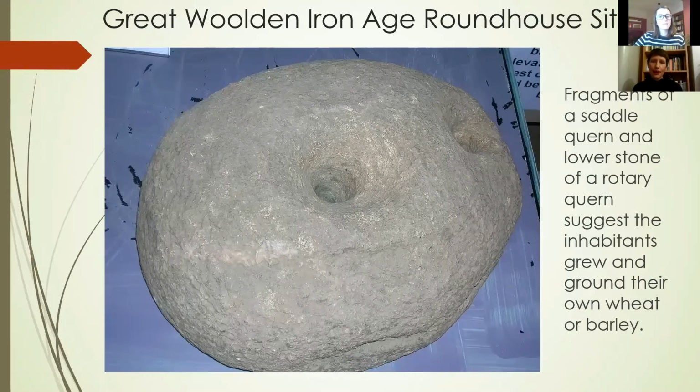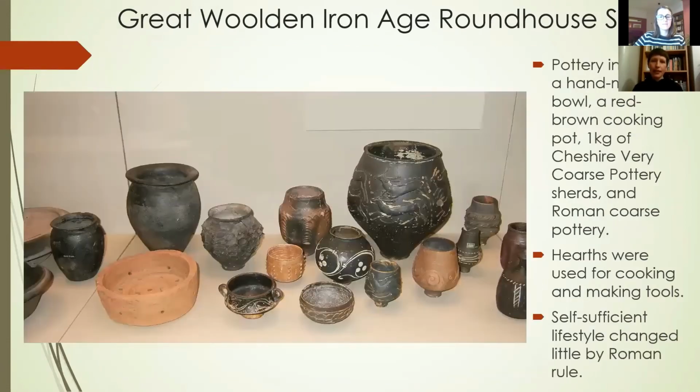Fragments of a saddle quern and lower stone of a rotary quern suggest the inhabitants grew and ground their own wheat or barley. Pottery included a hand-made bowl, a red-brown cooking pot, and 1 kilogram of Cheshire very coarse pottery sherds. These were all of native make, and they also included Roman coarse pottery, which suggests these people traded with the Romans. There were hearths on site, which were used for cooking and for making tools. This all suggests that they led a self-sufficient lifestyle changed little by Roman rule, and that they were on trading terms with the Romans.